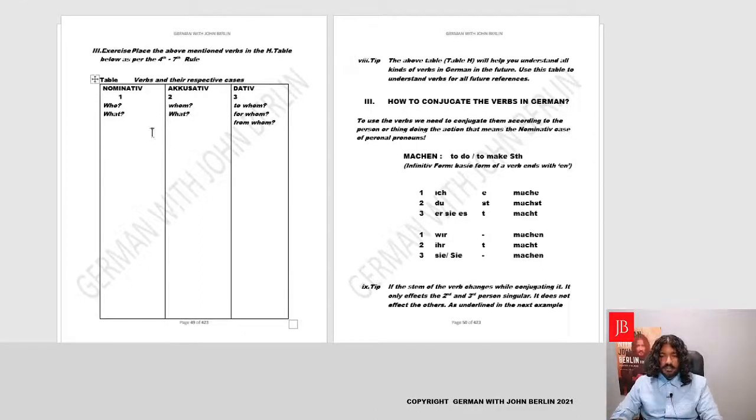So the first column says nominative. In the last lesson, if you might remember, there are 4 German verbs which are nominative. If we write those 4 nominative verbs here, this table would be complete. The basic idea was a nominative verb has the same subject and the same object, like I am called John Berlin, ich heiße John Berlin. So basically I and John Berlin is the same person. So the verb to be called, if you can recall, is heißen.